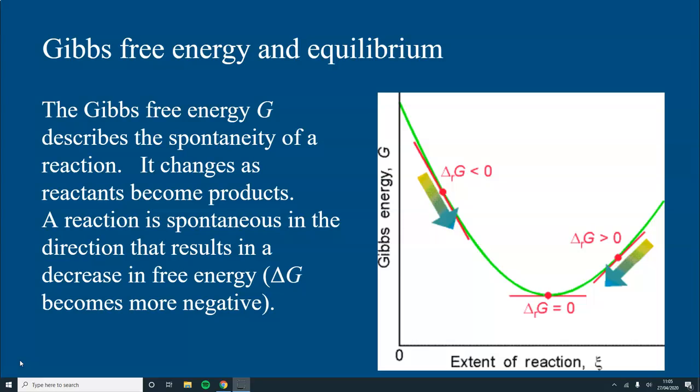Because if you read the sentence, you'll see that the Gibbs free energy changes during a reaction as the reactants become products. I wouldn't worry too much about the graph. It's possibly a little bit confusing, but remember the key point that for a spontaneous reaction, delta G becomes more negative.